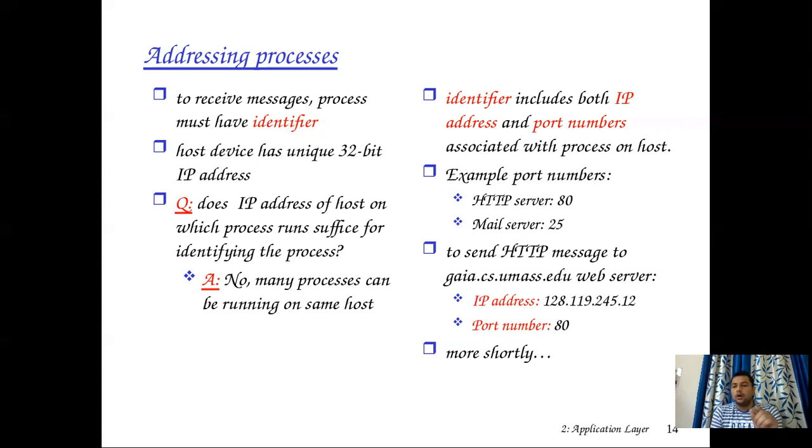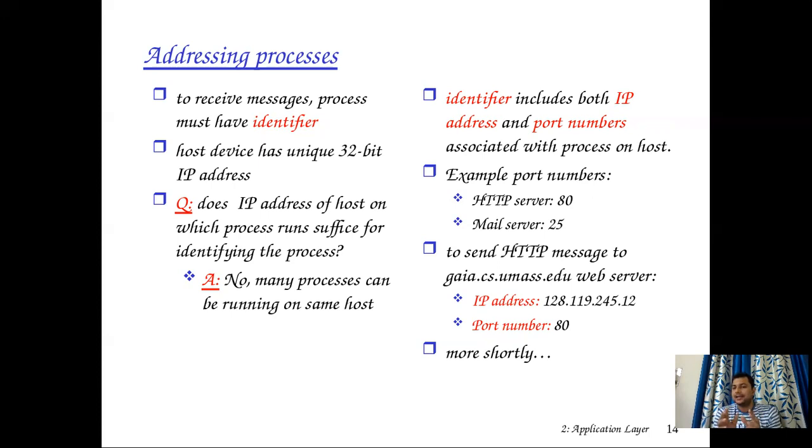So now comes the socket address. How can you uniquely identify all the processes which are running? Every process interacts with the lower layer, the transport layer, through a socket. Now we will assign an address to the socket. That is called the socket address. And what address will we assign to the socket?